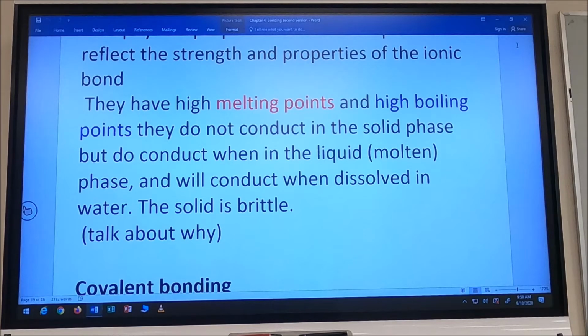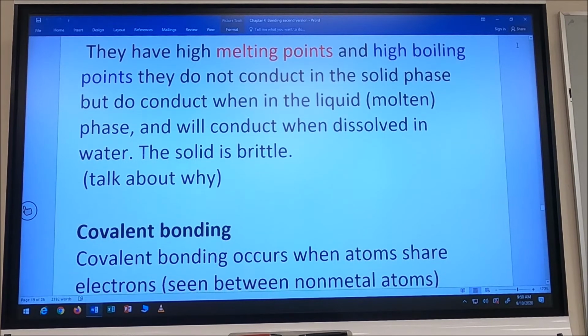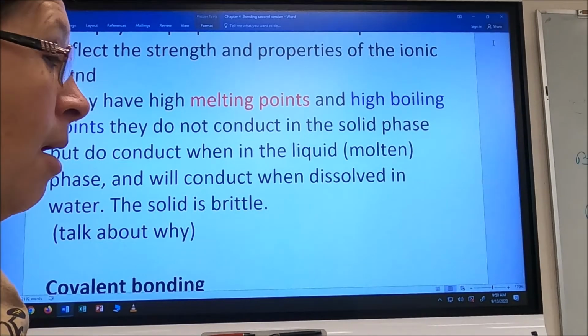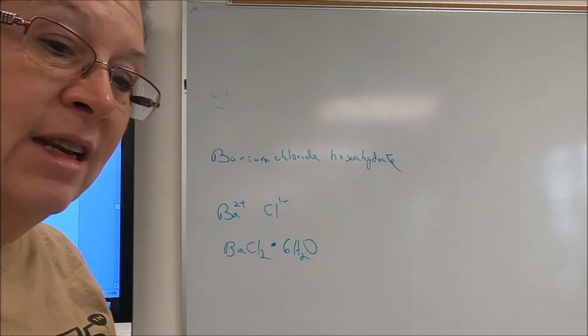Solids of ionic compounds are very brittle. Take a piece of rock salt, hit it with a hammer and see what happens. They're very brittle, which means that when you try to hammer them, they shatter. The reason this happens is because all of the ions in the ionic compound are connected to each other.